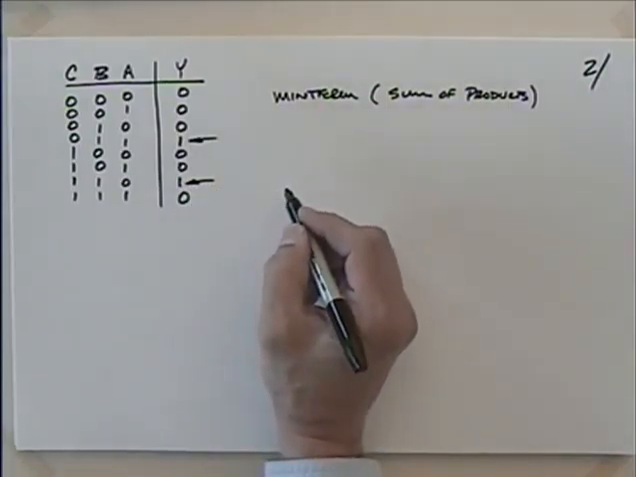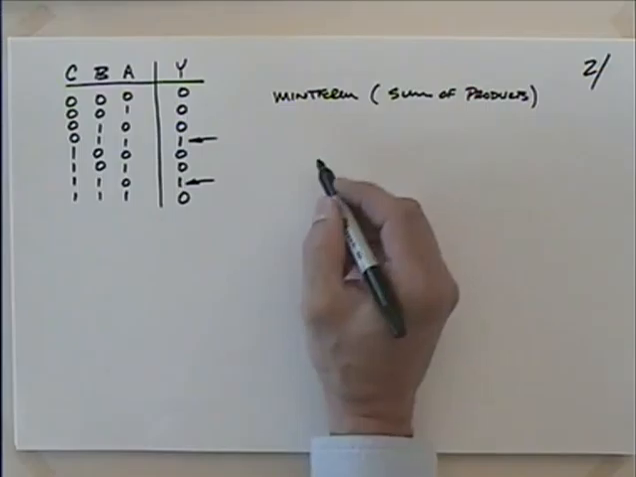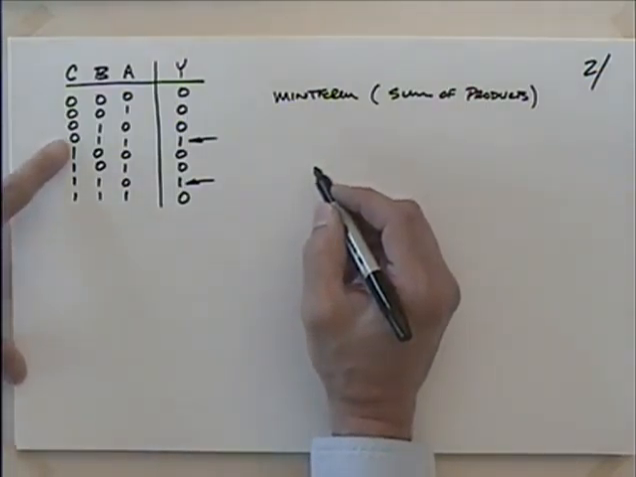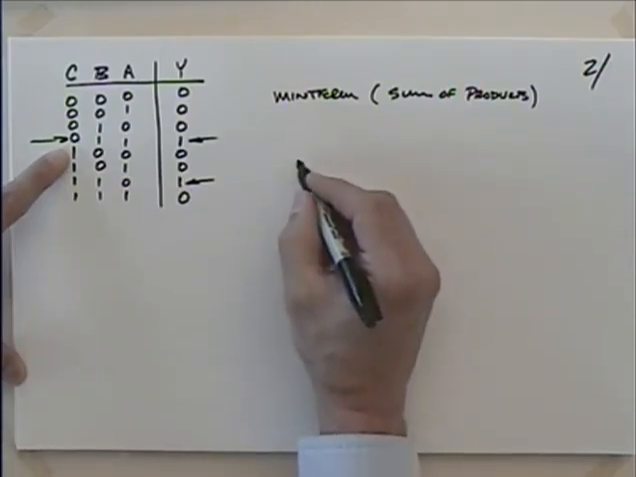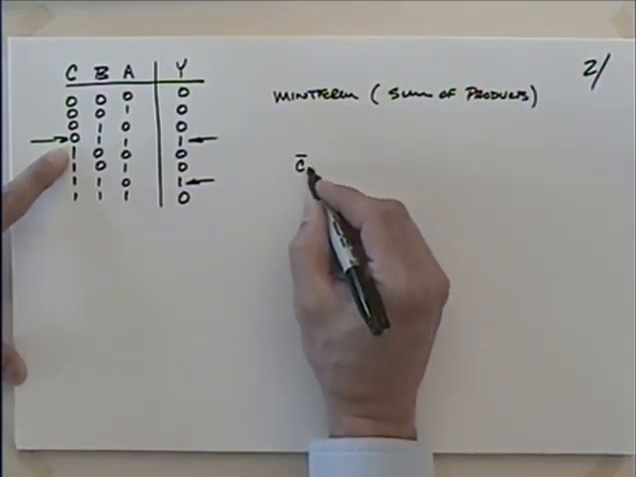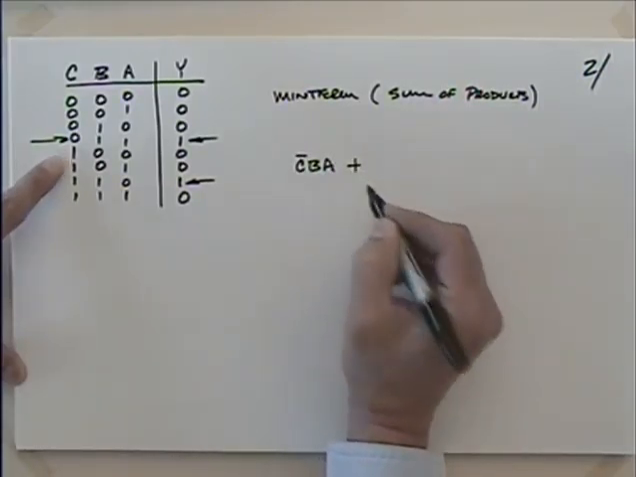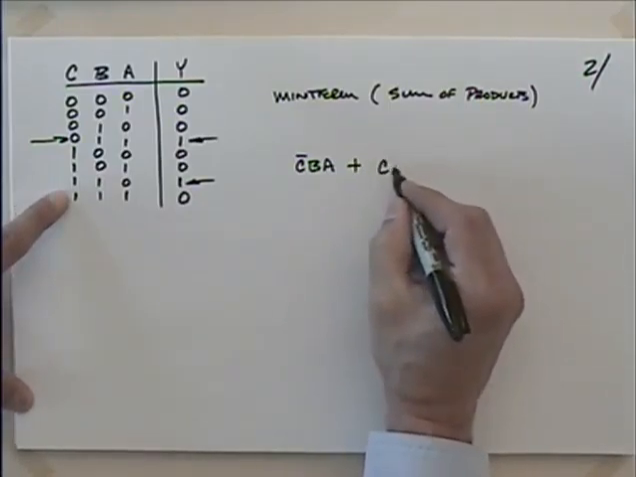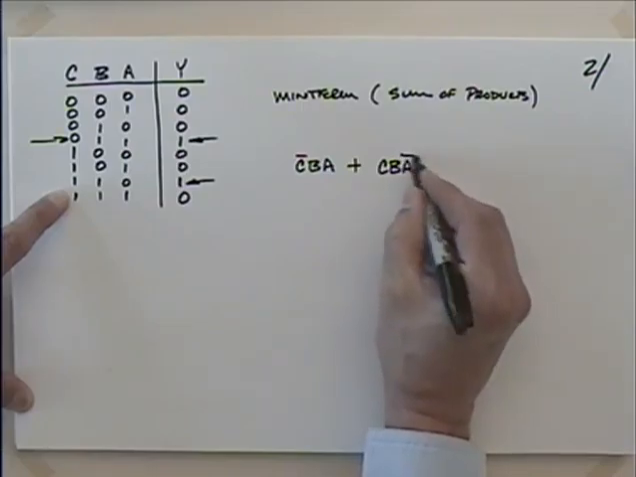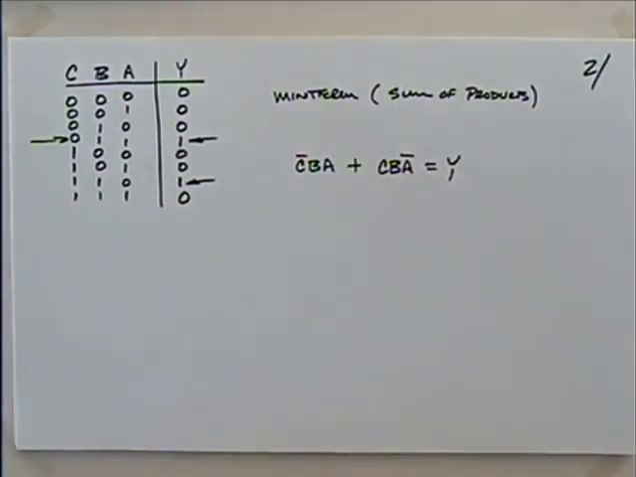So what am I going to get out of this thing? What's this going to be? If I look at the first one, I have not C and B and A, or then looking at the second one, what's the one that I have to invert? A, so I'll have C and B and not A is equal to our output.